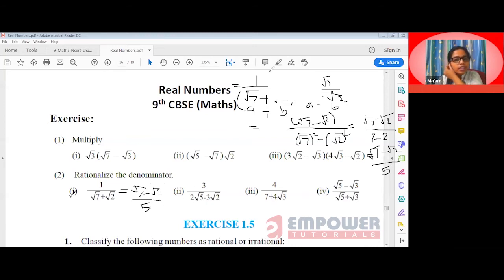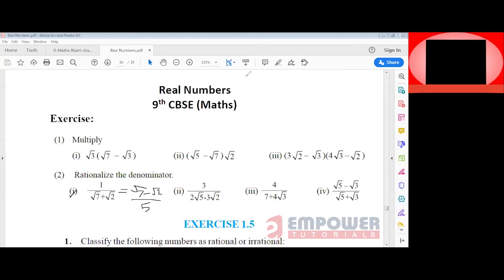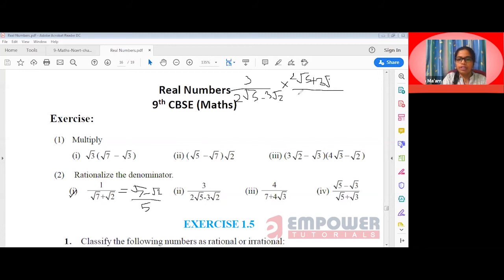What about the next one? 3 upon 2 root 5 minus 3 root 2 will be equal to 3 upon 2 root 5 minus 3 root 2 into 2 root 5 plus 3 root 2 on both sides, I mean the numerator as well as the denominator. Okay, very good. So basically 2 root 5 plus 3 root 2 will be the conjugate pair of this 2 root 5 minus 3 root 2. Am I right? Yes, ma'am.